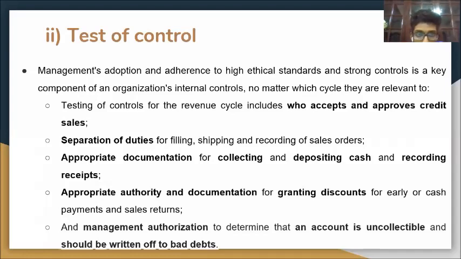Testing of control for the revenue cycle includes who accepts the approved credit sales, separation of duties for filing, shipping and recording of sales orders, appropriate documentation for collecting and depositing cash and recording receipt, appropriate authority and documentation for granting discount for early or cash payment and sales return, and management authorization to determine that an account is uncollectible and should be written off to bad debt.